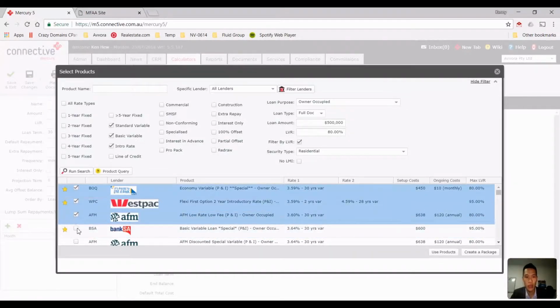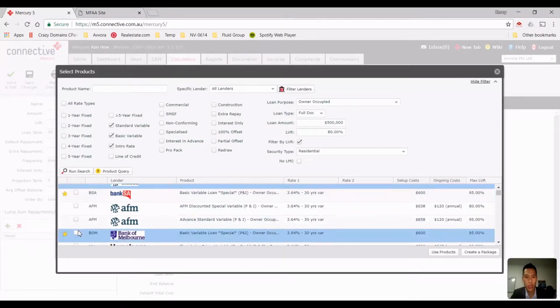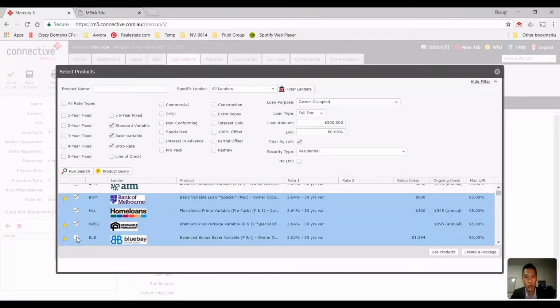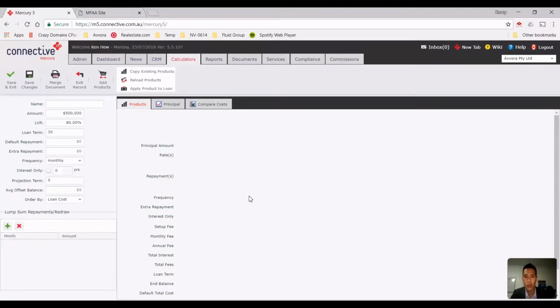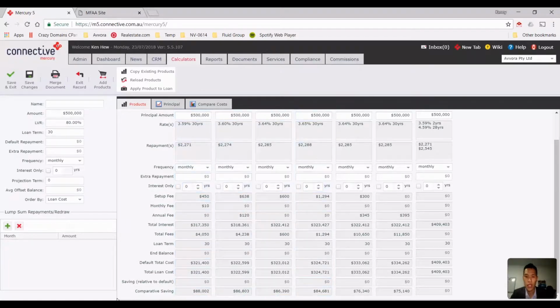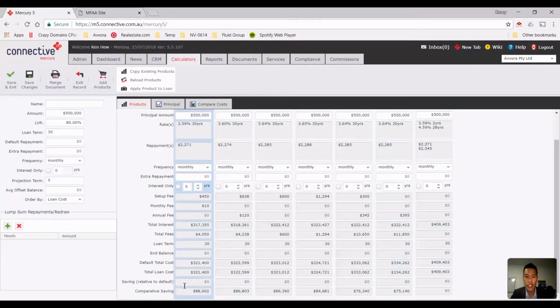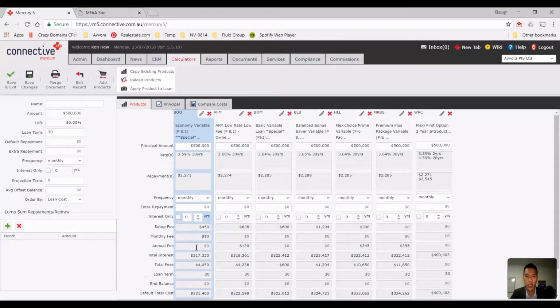Now, if we just quickly pick a few of these, we won't double up on the products, but we can probably have Bank of Melbourne. So once it loads up the products, we'll be able to see what the loan costs are in ascending order. So there's a comparative saving here, and the most expensive item is the Westpac Flexi First option for 2 years introductory rate, and the cheapest option on the left here, comparative saving of 88,000 over the 30-year loan term.